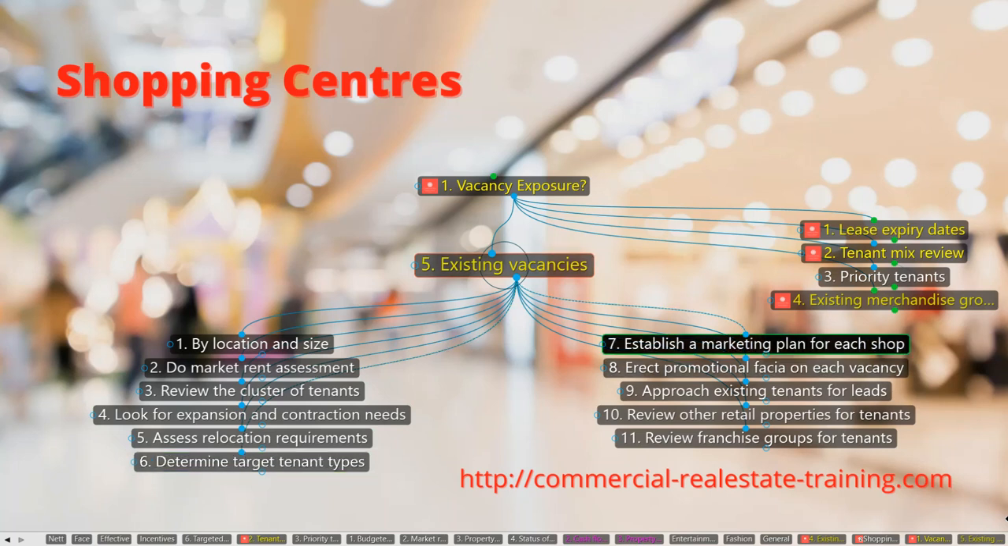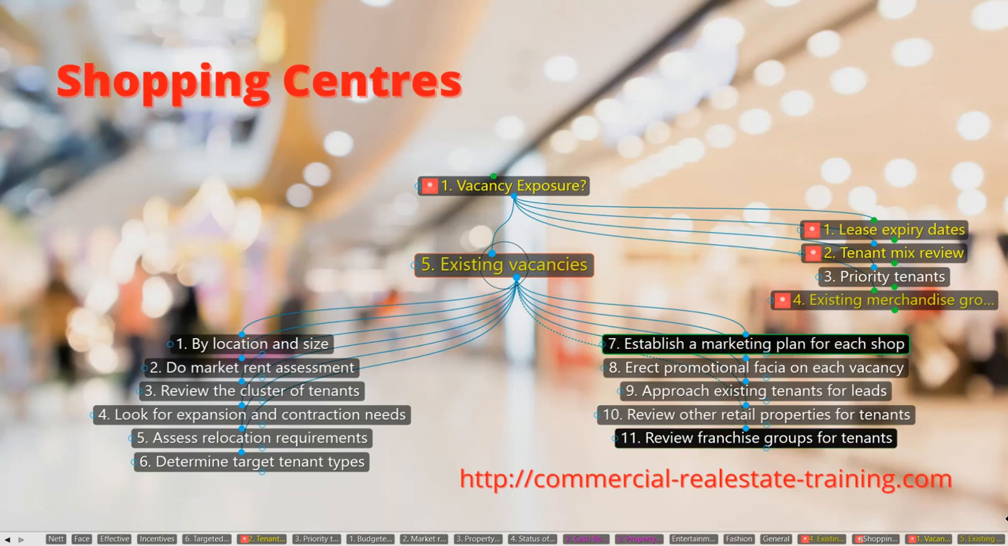From that, we go across into this category, establishing a marketing plan for each shop, each vacancy. And then you'll be erecting a promotional fascia on each vacancy within the property and also on the outside of the property, perhaps on the roadway. Then you should talk to existing tenants for leads because some tenants know other tenants in other properties. And that can be a lead that you can work with to fill a vacancy. Number 10. Review all the other retail properties in the zone or the precinct for other tenants that can be suitable for your property and approach them directly. It's that simple. Just use your business card. And the last point is this: reviewing the franchise groups for tenants that could be suitable for your property.